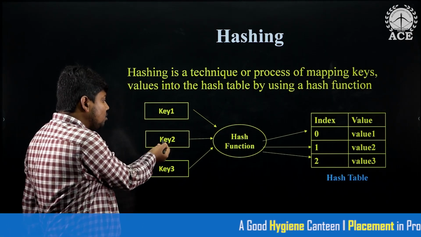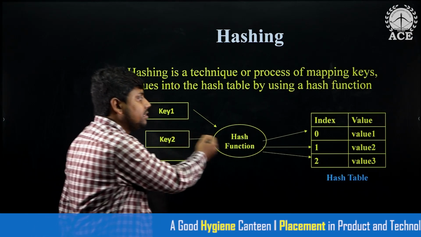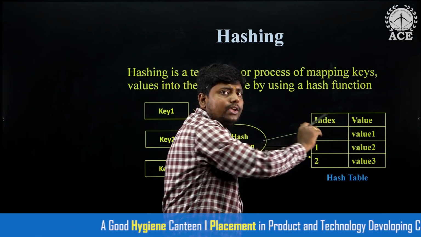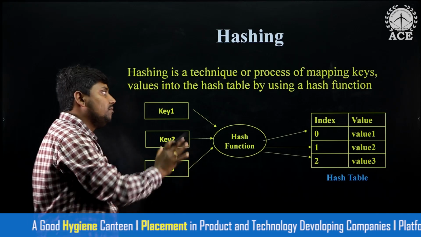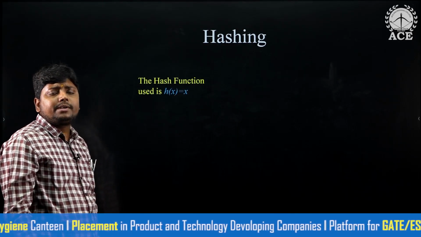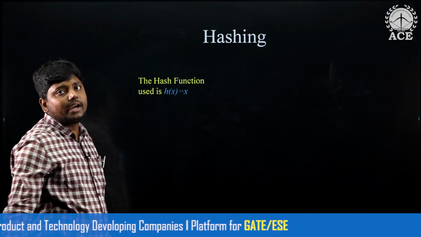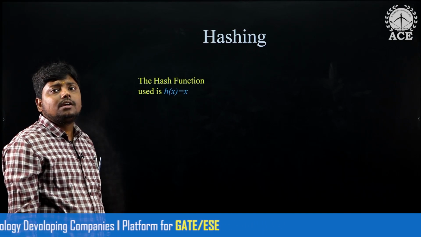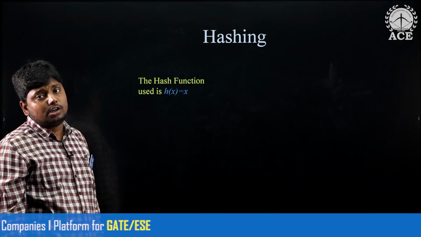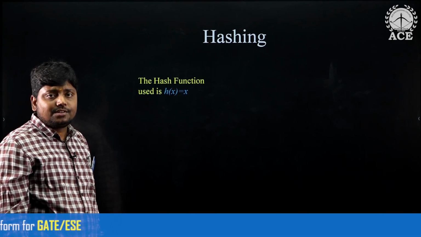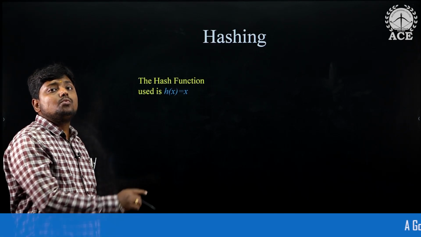Now, suppose we want to search an element, key 2, then we will search the element here. We have a mechanism for searching that we will see. Suppose we take an example where the hash function is h(x) = x, where x is the element which we want to search, or the element which we want to store.